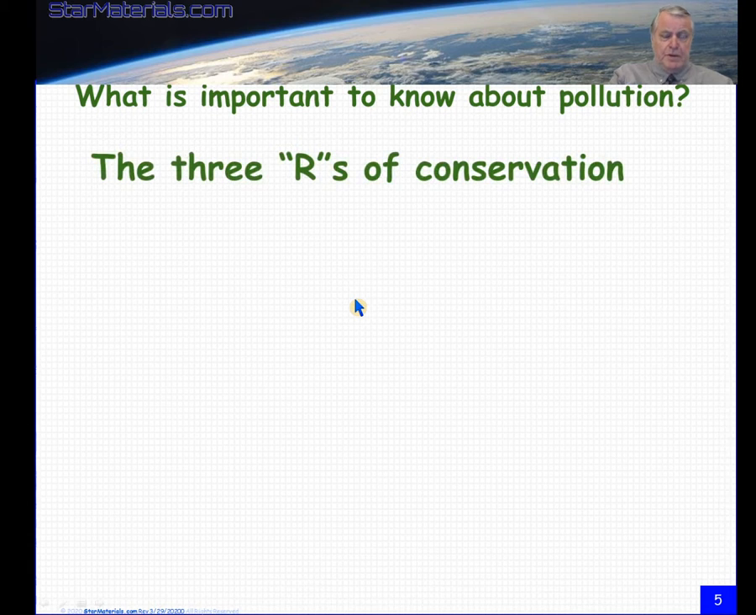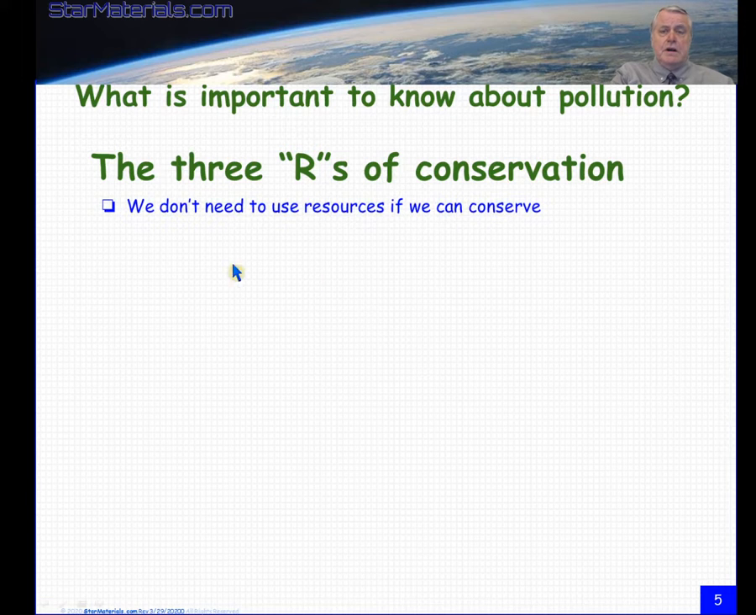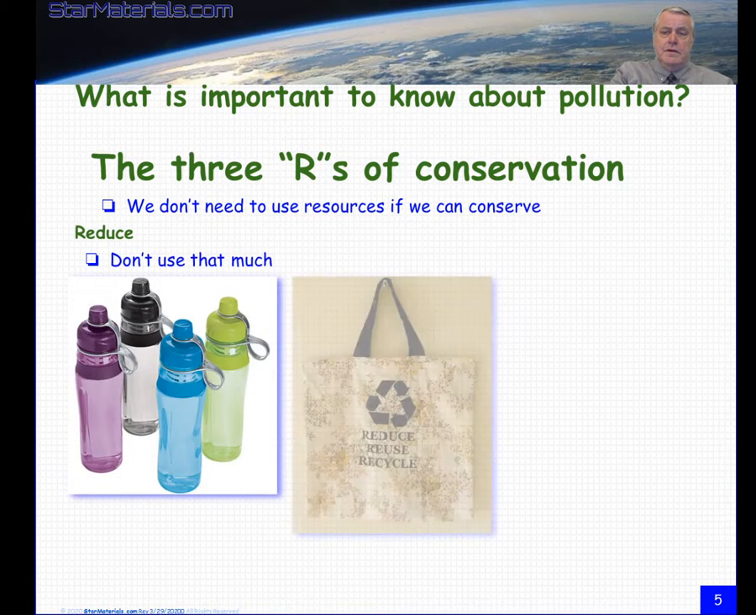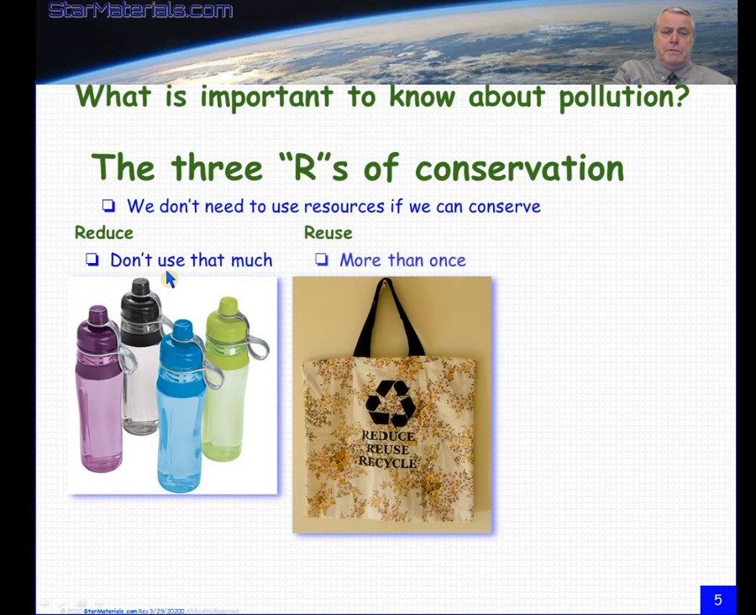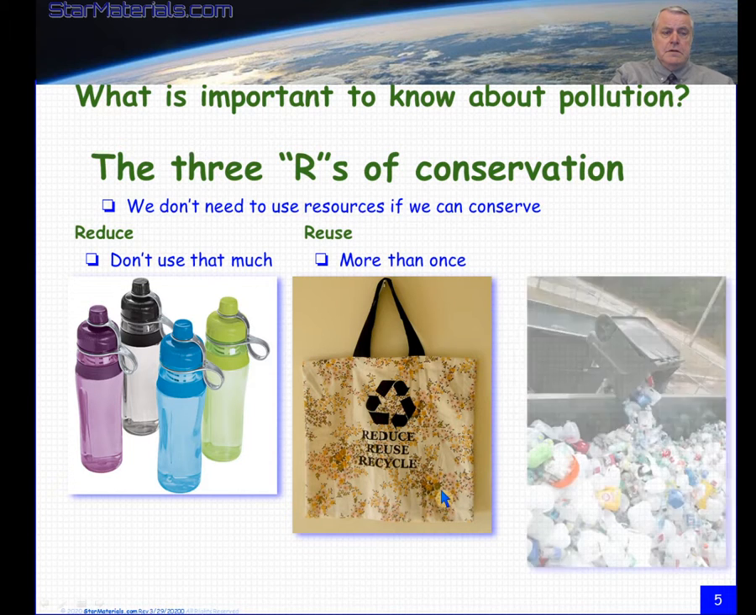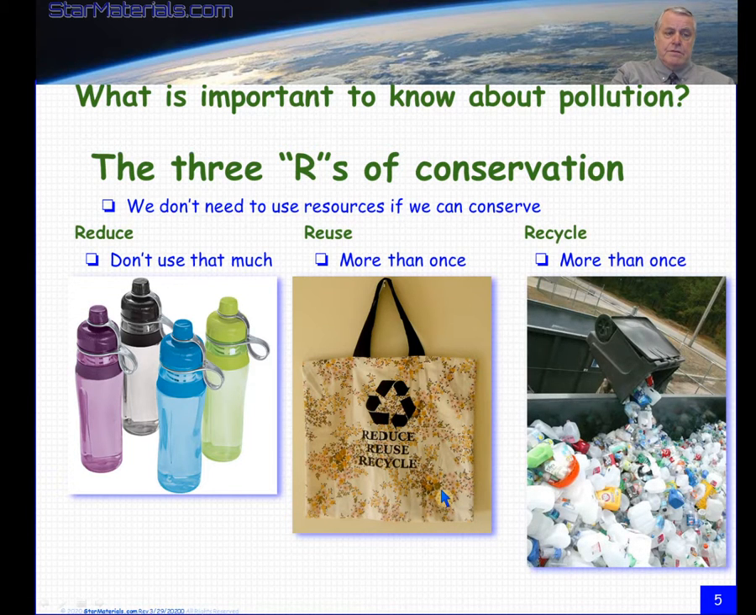What's important to know about pollution? Well, if we don't use materials, they can't pollute the environment. So we can conserve with the 3 R's of conservation. We don't need to use resources if we can conserve. And if we don't use them, we don't make them, so we don't pollute in the process. So we reduce, we don't use that much. We reuse, we use more than once. And we recycle. We use more than one time.